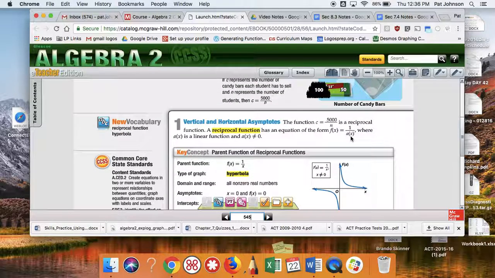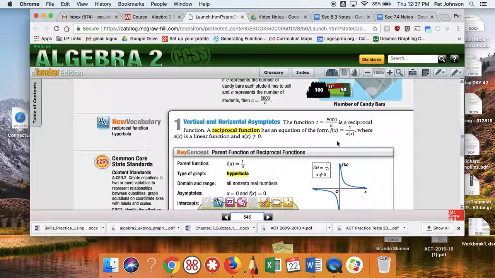equals 1 over a of x, where a of x is a linear function and a of x cannot equal 0. So remember, a of x is a fancy word, kind of, for y, but the prime means we'll look at the parent function in just a second. When you have an equation in this form, this is called a reciprocal function, right? It's the reciprocal of x, basically. Because x is x over 1, the reciprocal is 1 over x, okay?